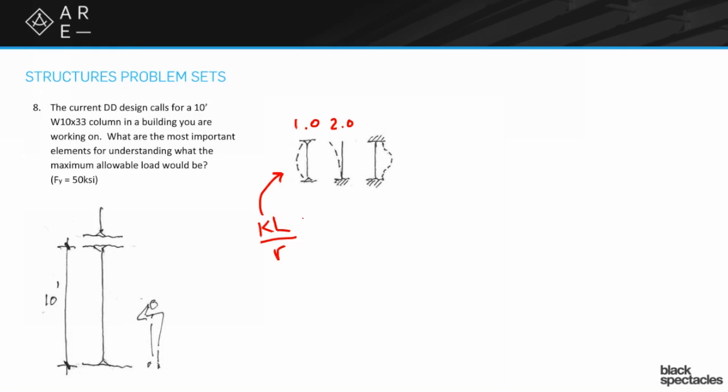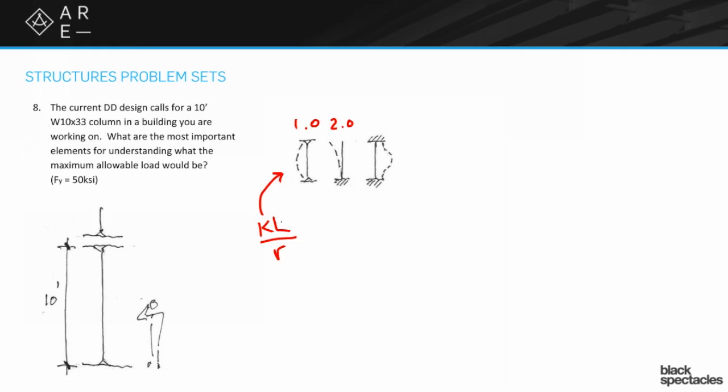And if we look at our little diagram, what fixity do you think we have? That looks like a pin. Yeah, that's sketched as a pin. It's not the best sketch ever. Sorry about that, but that's meant to be a pin connection. So that's definitely the K is 1.0 on that.